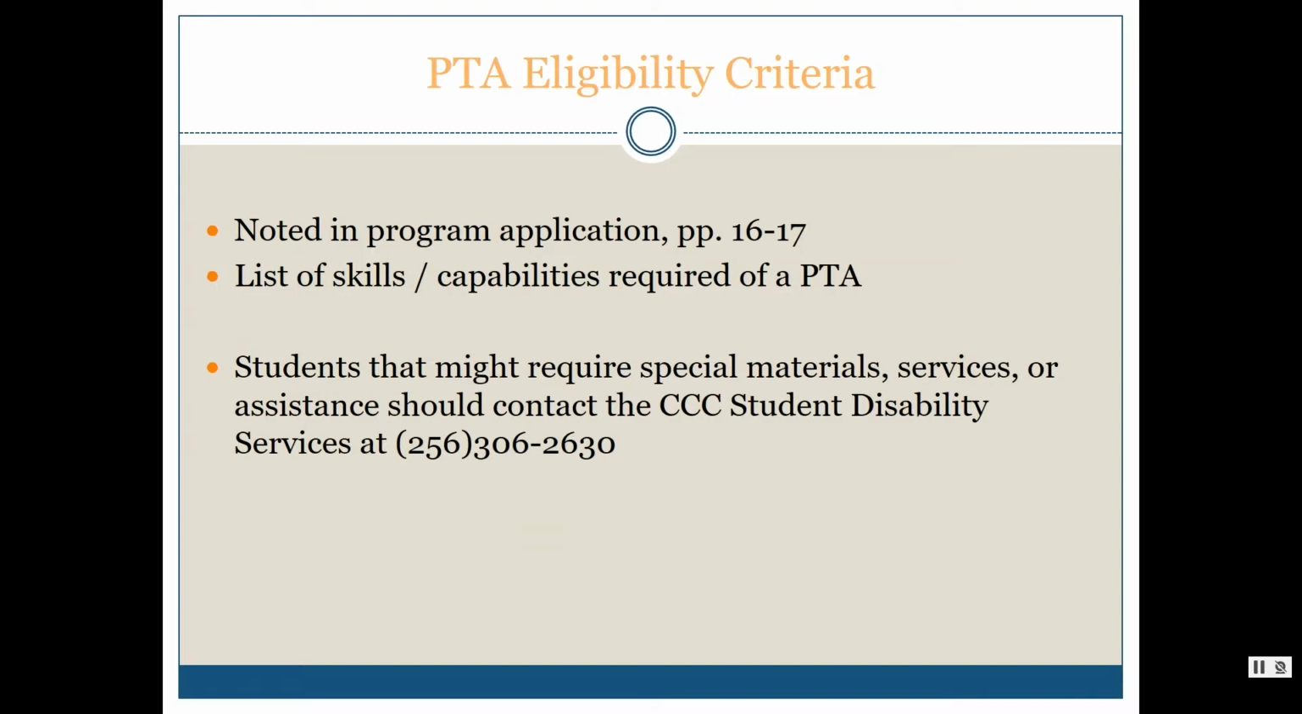The eligibility criteria is a list of skills and capabilities required of the PTA. This is in our application, and it talks about the different abilities that are required to be a PTA. If you need special assistance or services in order to meet those capabilities, we ask that you contact our Student Disability Services, and the number there is provided so we can make sure that we help to get what you need in order to meet those capabilities.